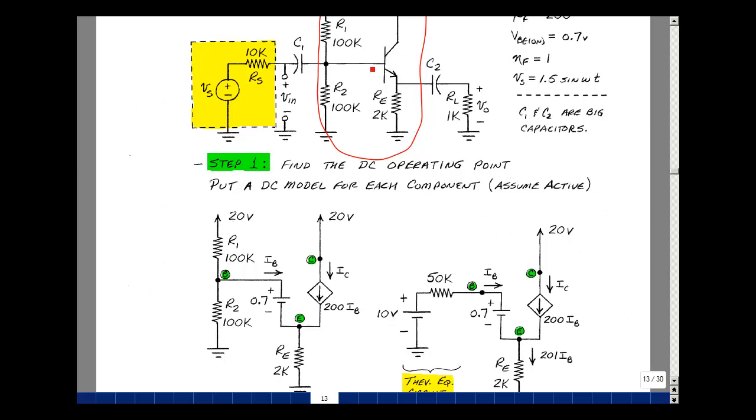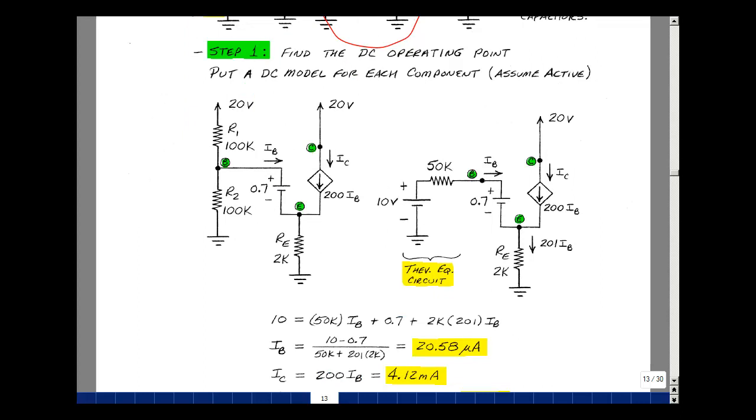My DC model for the transistor is a base emitter drop of VB on of 0.7, and then the current that's flowing in here now is 200 times the base current. If I take this part of the circuit and I Thevenize it and put it back, I've got a nice simple one-loop calculation. Let's remove this, find the open circuit voltage, which would be half of 20 volts because they have two equal resistors, and if you short this, you have 100K in parallel with 100K, which is 50K. Pretty quick equivalent circuit. Put that back in over here, and now I can calculate the parameters I need to verify that I'm in the active region.